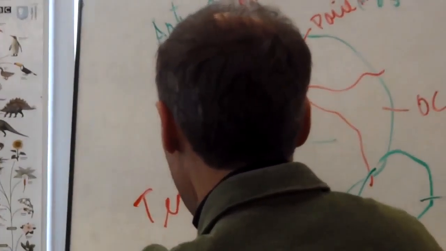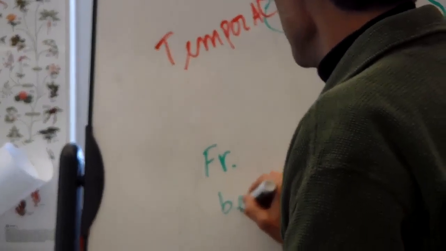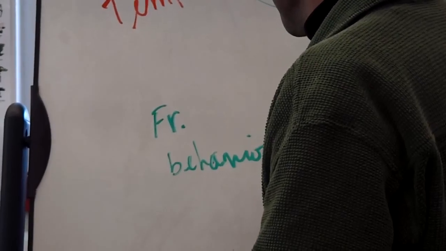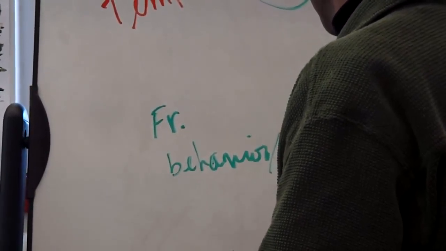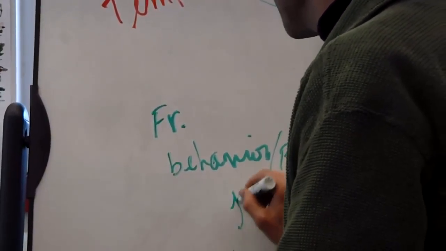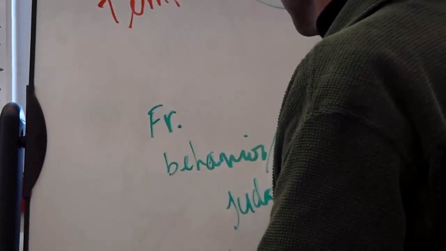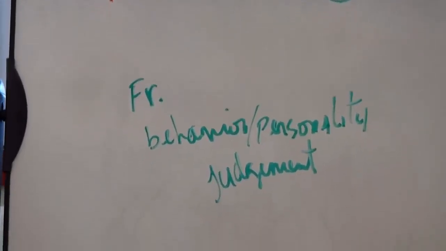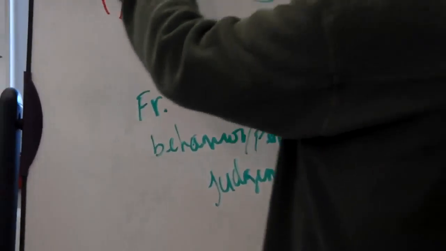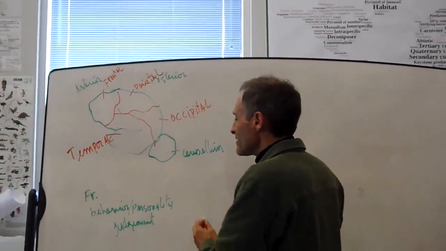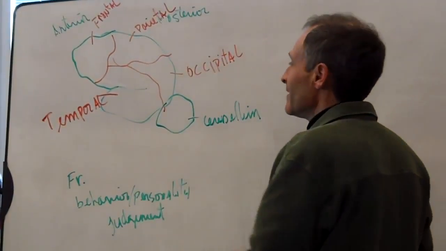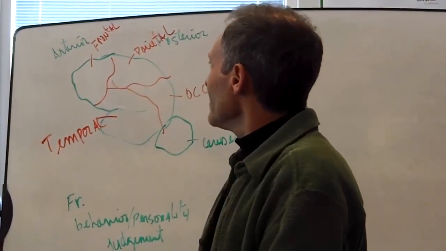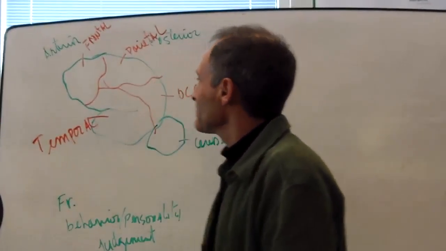So this is behavior, personality, judgment. Okay, and this is the most advanced part of the brain, right? And it's one of the last to develop, as some of you are aware of right now, right? So it's not developed, and that was the judgment part. So this is the very last to develop.